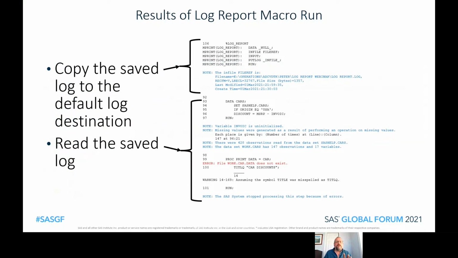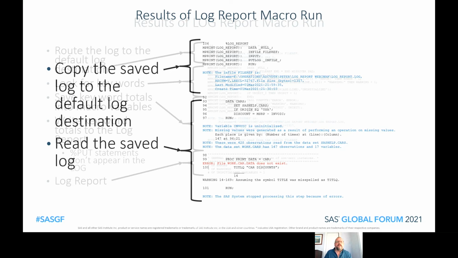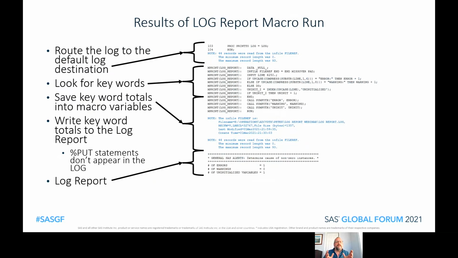So let me show you the results of the log report run macro, and I'm actually going to go back and show it to you in SAS Enterprise Guide. I apologize, I know that there's a lot of information on the slide and it's very small, but you're going to have access to this slide after the fact, so you'll be able to increase it and read it. The first bit copies the saved log to the default log destination, and then it reads that actual saved log. The next piece is going to reroute the log back to its default destination.